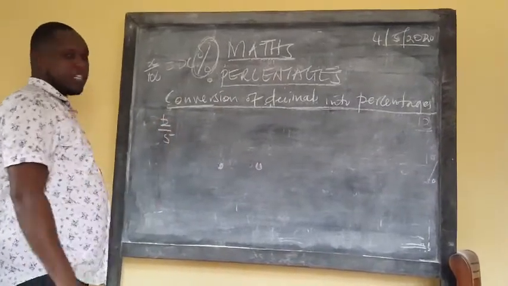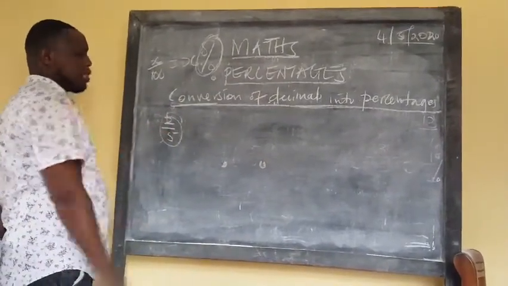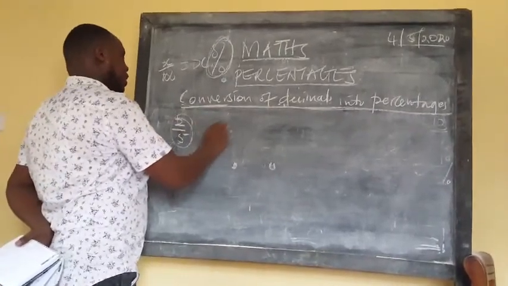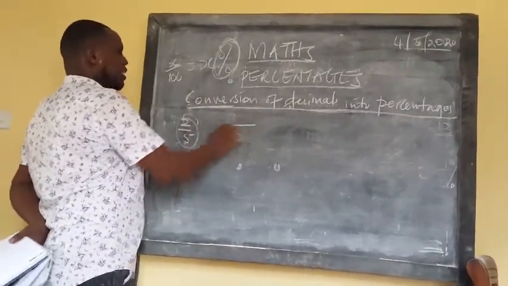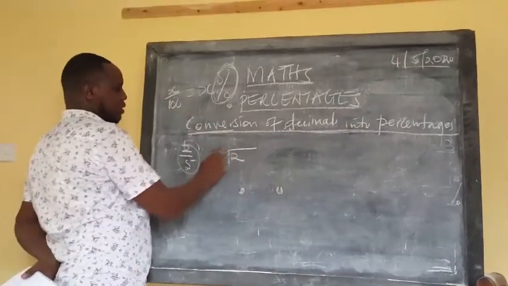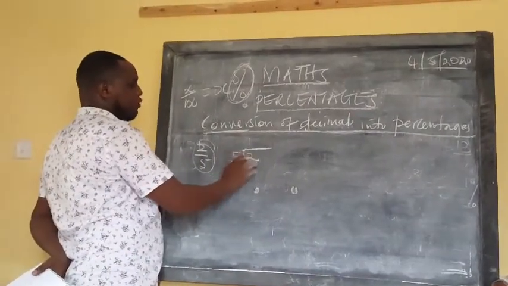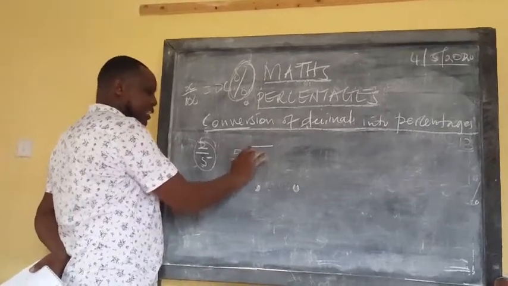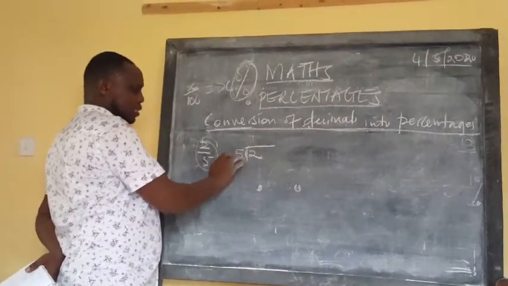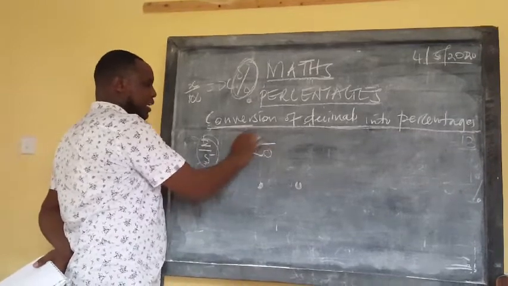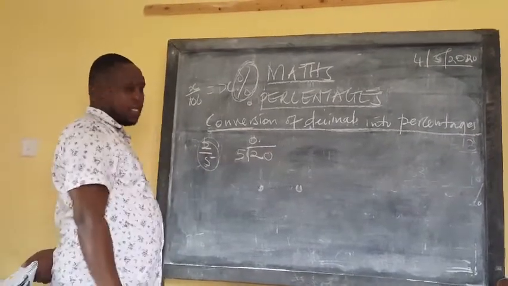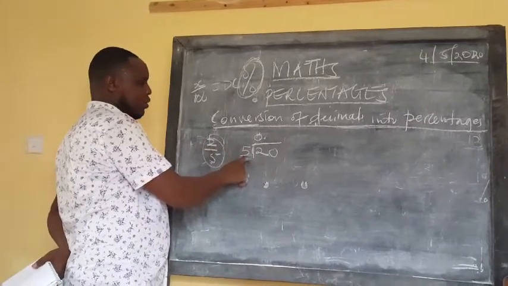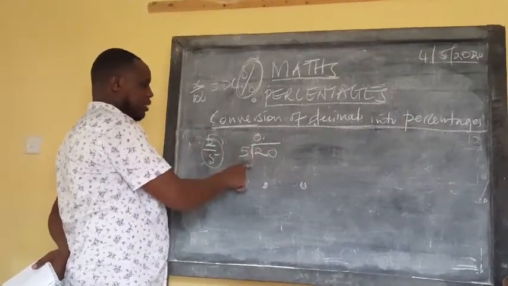2 over 5 is a fraction, but you can easily convert this fraction into a decimal by getting the denominator outside and then the numerator inside. Because 5 cannot divide 2. For you to divide, you need a bigger number inside here than what is outside. So you put a 0 and add a 0 here, 0 point. You're converting this fraction into a decimal. That is what we did in class 6, so I want to remind you.